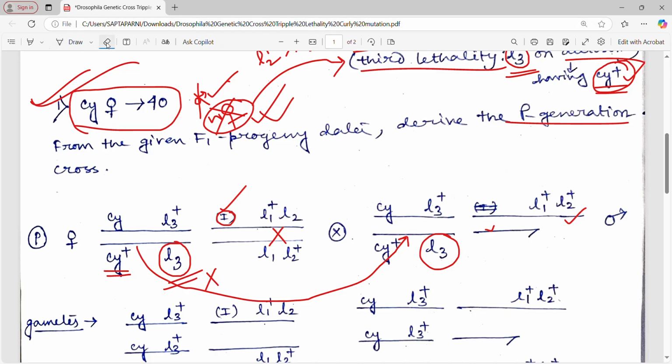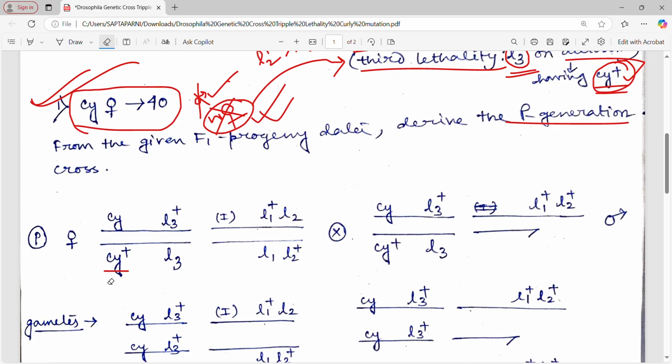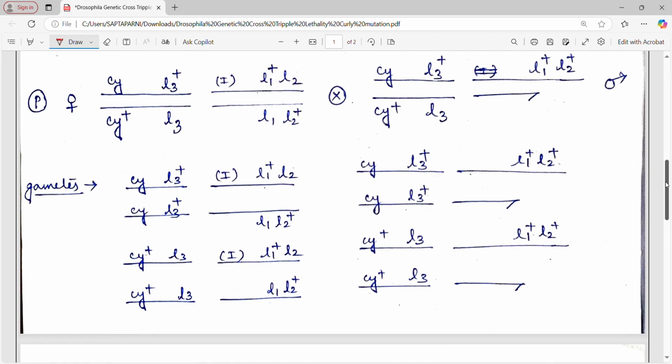Got it. So let's do the cross here and see how many gametes could be formed from these two parents. From the mother, four types of gametes could be formed. One is CY L3 plus with L1 plus L2. Then CY L3 plus with L1 L2 plus. Then CY plus L3 with L1 plus L2, and CY plus L3 with L1 L2 plus.